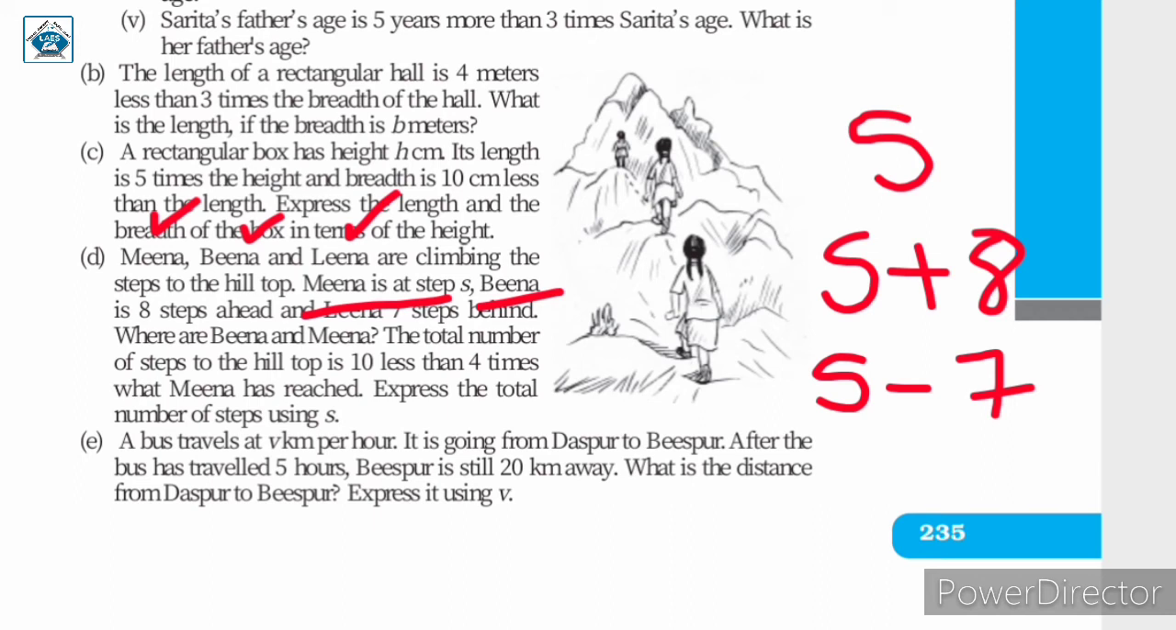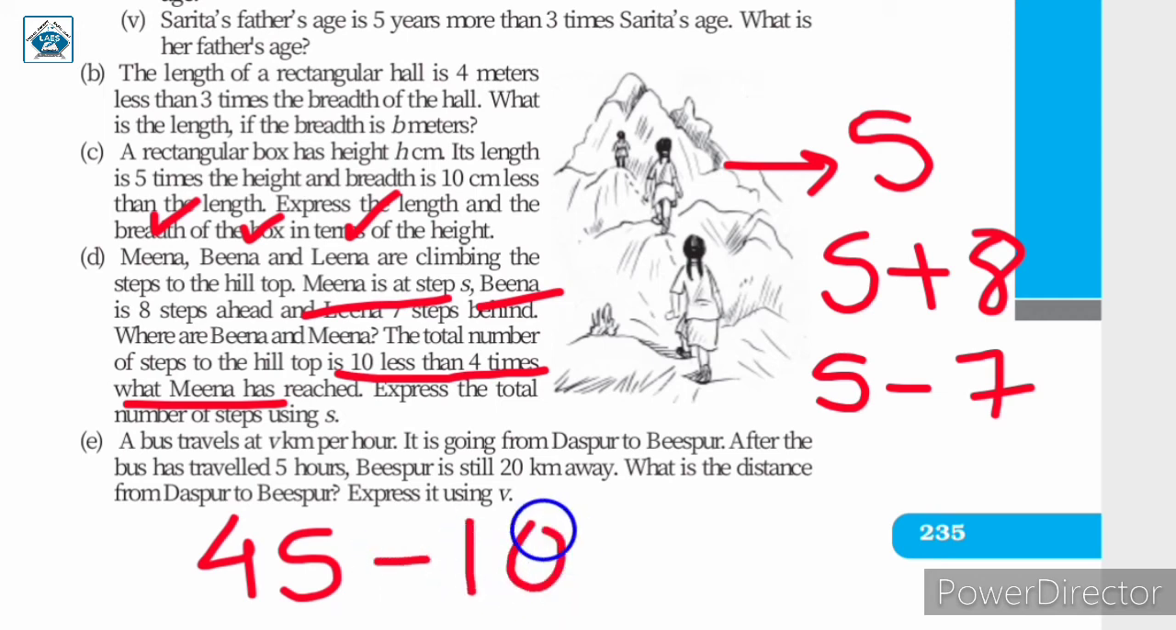So it is given that the total number of steps to the hilltop is 10 less than 4 times what Meena has reached. Meena has reached S. So it is 4 times S. 4 times S we will write as 4S, and for 10 less than, we subtract, so it is 4S minus 10. So 4S minus 10 is the total number of steps we have expressed using the variable S.